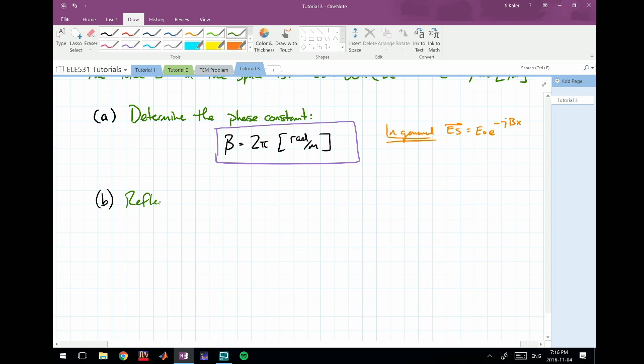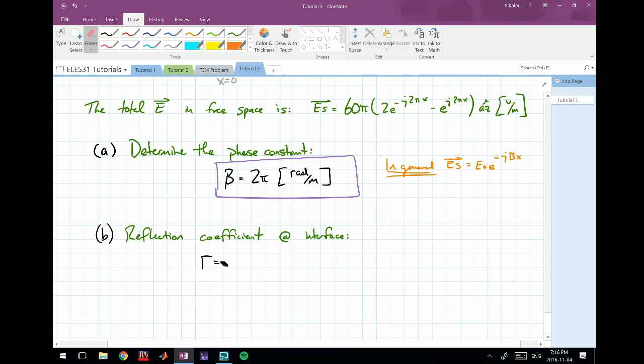Reflection coefficient at the interface. Somebody tell me what the reflection coefficient at the interface is and how we find it. You're getting way too complicated. You don't know what eta D is, do you? So I can use that equation. You could. It's not going to get you anywhere. How do we define the reflection coefficient?